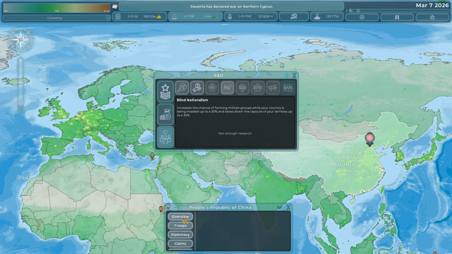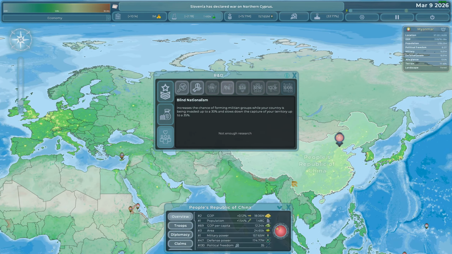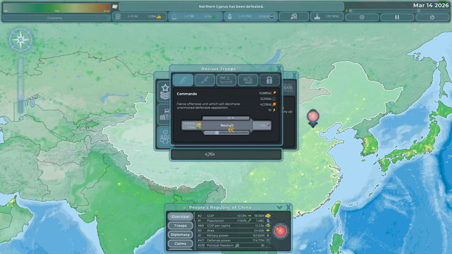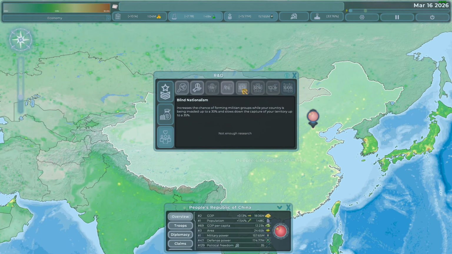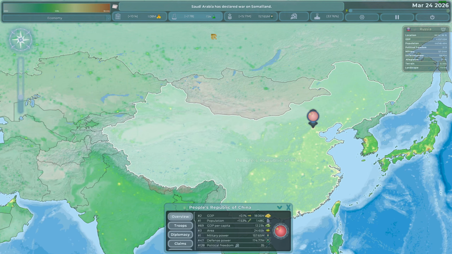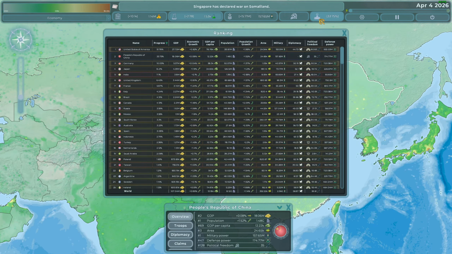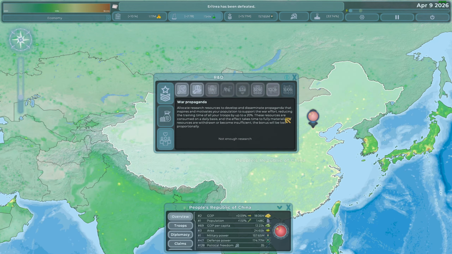Blind nationalism means more militias, and it also slows down the rate at which people at war with me can take my territory. I can't add more commandos yet. Innovative spirit. This is another one that I like going down the social tree for, because you see this 2.78, it'll improve it by 20%. Natalism. I'm not sure how you pronounce that. Boost that population growth by 25%. So like right there, it would boost that by 25%. War propaganda.